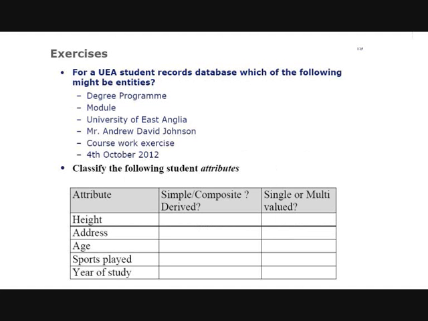So, because you're happy, you are going to have the answer to this, because you got it all right now. If we have a UEA student record database, which of the following is going to be an entity? Is a degree program an entity? A degree program like computing science, information systems, systems engineering, whatever. Is that going to be an entity in the database?